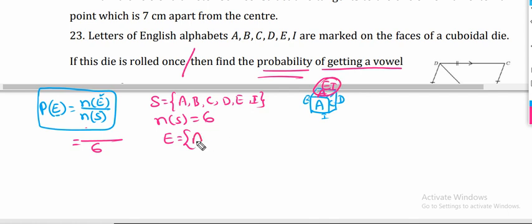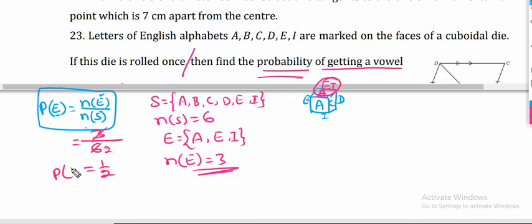So therefore A, E, I is the answer. So this is n of E. How many are there in this? This is 3. How to substitute here 3? 3 ones, 3 twos, that becomes 1/2 is the probability of the event. Or otherwise you have to write this 3/6 as it is.